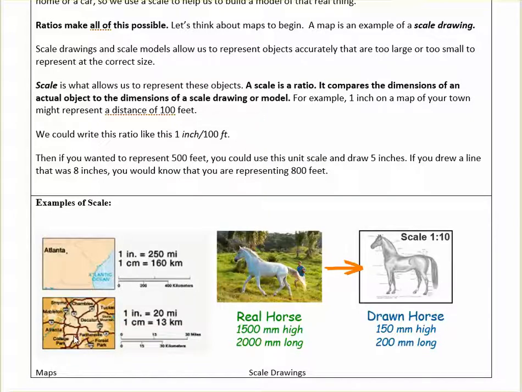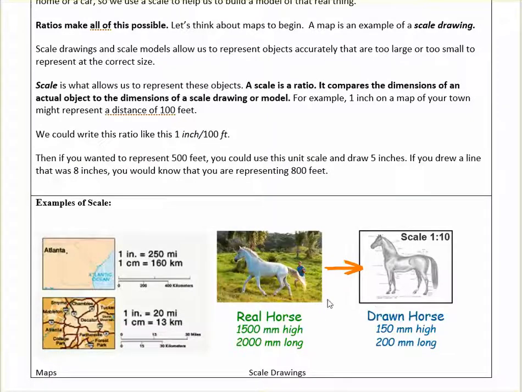Here's one that's more zoomed in on a map. This time 1 inch equals 20 miles. So you can take one measure between two things, and if it's about an inch, then you know it's 20 miles. Over here's an example of a scale drawing.